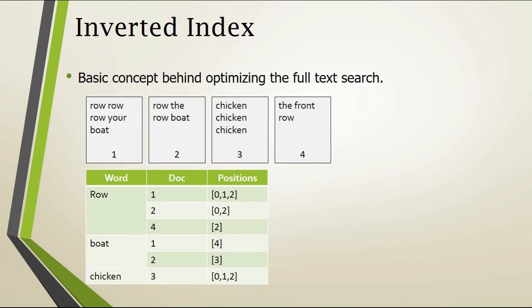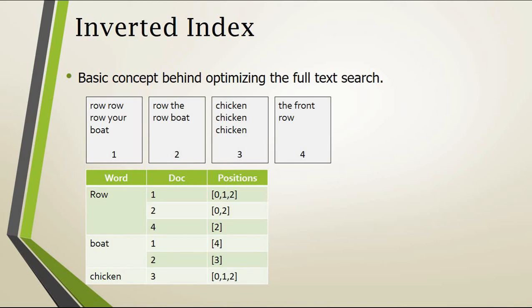So what we have done here is, in addition to the previous table, we have recorded the position of each word in each document. So as an example, the word row occurs in document 1 in positions 0, 1 and 2. So let's try to find whether these documents contain the phrase robot using this mapping.